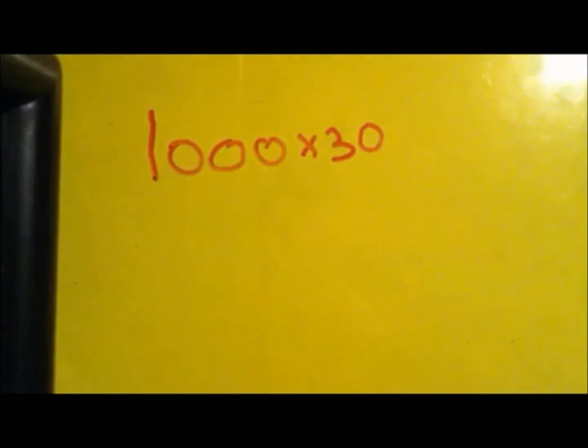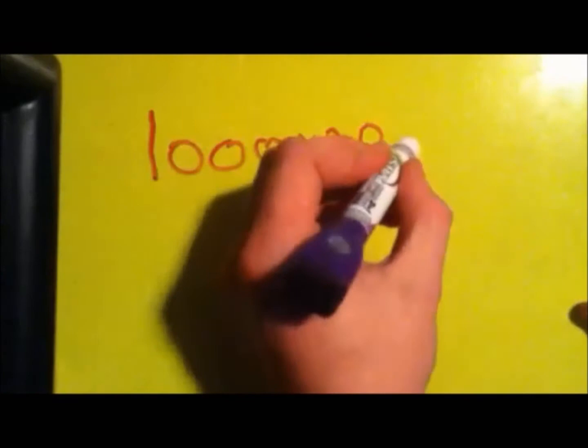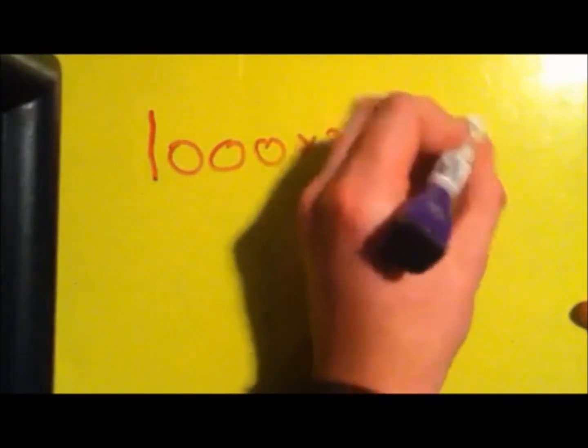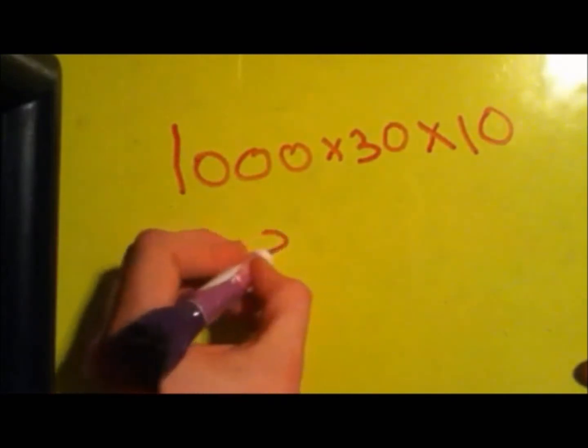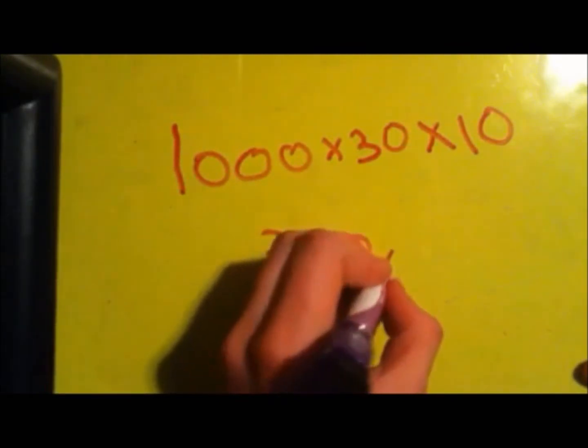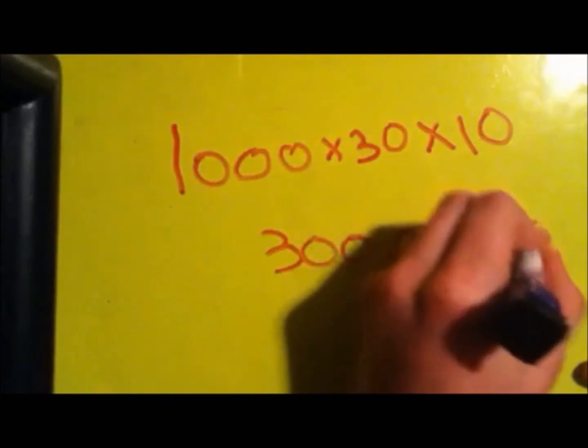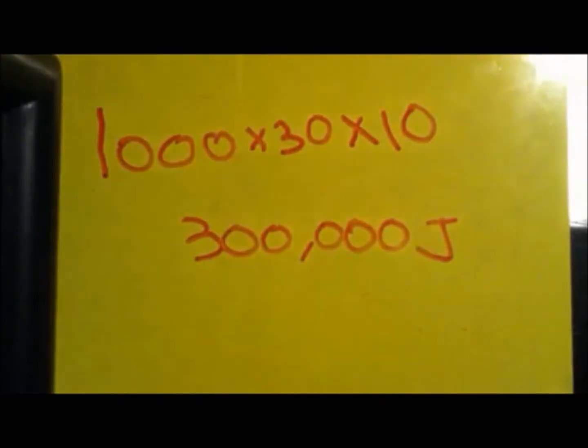And then the gravitational acceleration of Earth is 32 feet per second squared, or 9.8 meters per second squared. We'll just use an estimate of 10, so multiplied by 10. And then 1,000 times 30 times 10. Okay, so it turns out the gravitational potential energy of that boulder would be 300,000 joules.